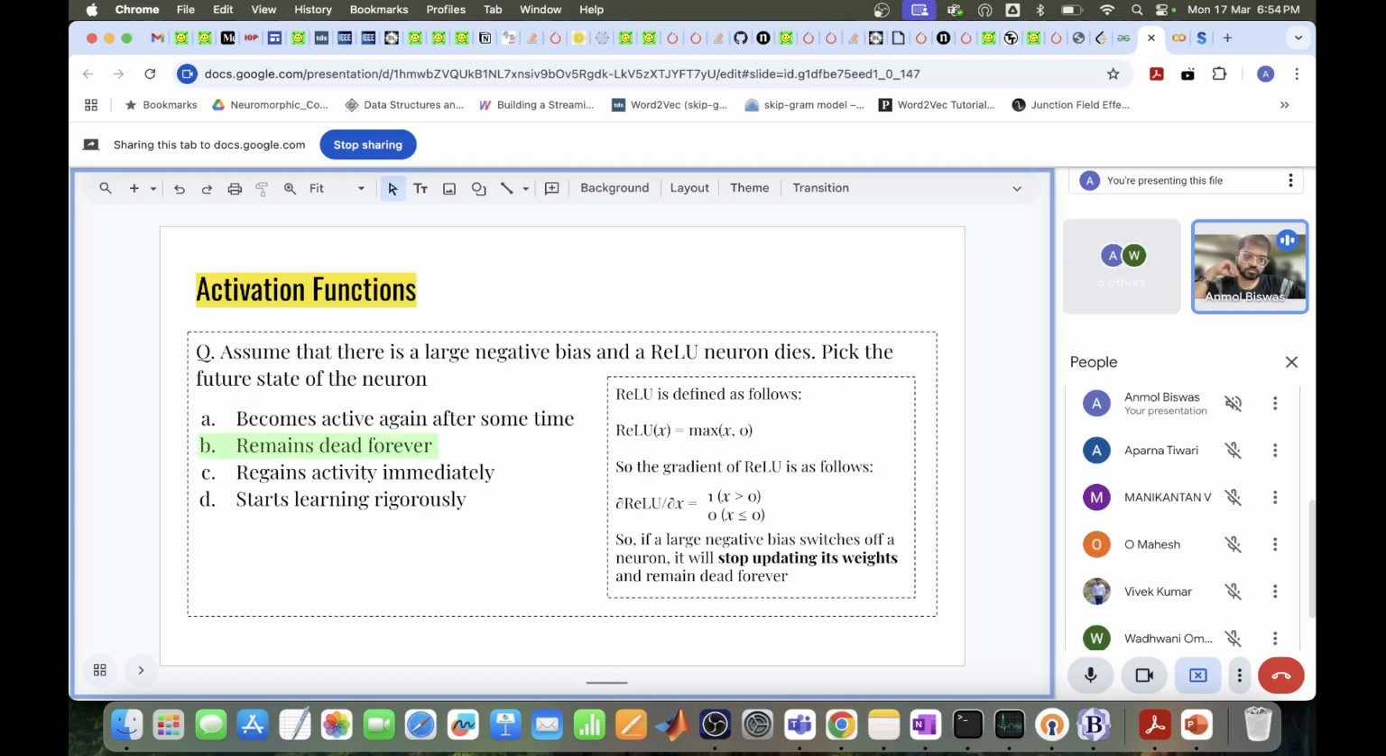And if the gradient is 0, then it's no longer going to give any signals back that can update the weights that are feeding into this neuron, right? So those weights will never change, and if the weights never change, then there is no way for this particular neuron to overcome this negative bias. If the large negative bias switches off a ReLU neuron, it will stop updating its weights. And this is a problem for neural networks with ReLU activation functions.